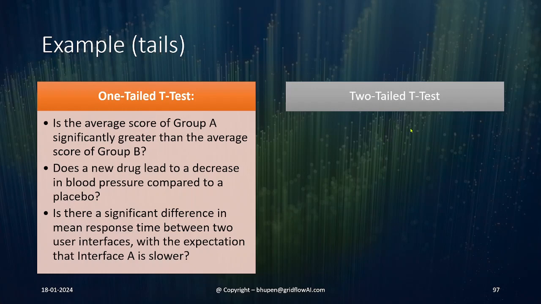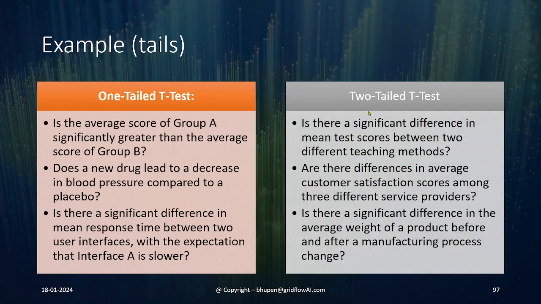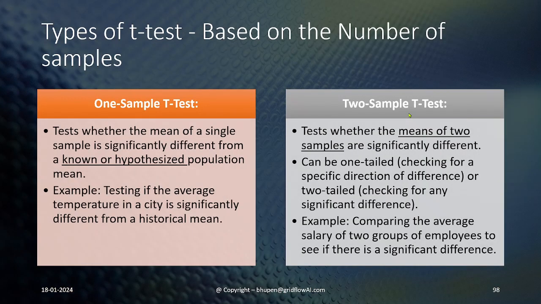Now, similarly, a two-tailed t-test is where there is no directional intent. So you say, is there a significant difference? Are there differences in the average customer satisfaction scores? Similarly, are there significant differences? So when you have a very general intent, saying that whether the means are really different from each other, then that's called a two-tailed t-test. Depending on the problem or the objective, you would use either a one-tailed t-test or a two-tailed t-test.